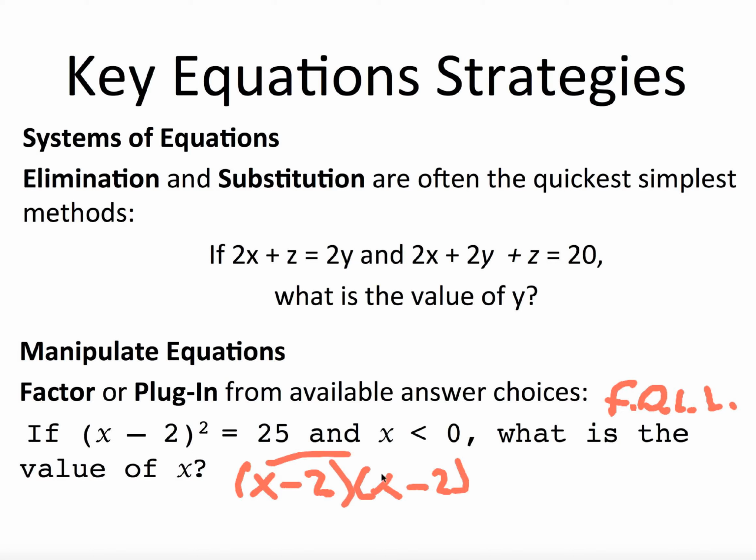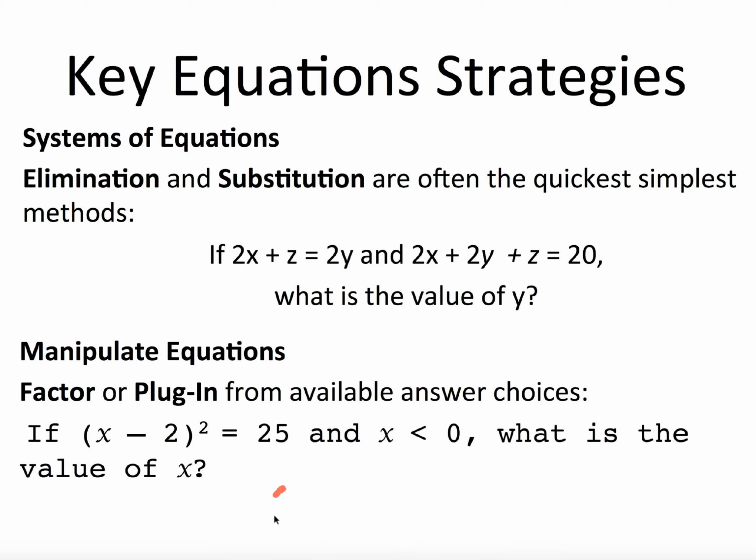So the first terms multiplied by each other are going to give you x squared. The outer terms, negative 2 times x is negative 2x, so minus 2x. The inner terms, negative 2 times x, so once again, this is minus 2x. And then the last terms, negative 2 times negative 2, will give you a positive 4. So basically we have x squared minus 4x plus 4. I'm going to go ahead and write that again. x squared minus 4x plus 4, and that equals 25. So one thing we can do is subtract 25 from both sides.